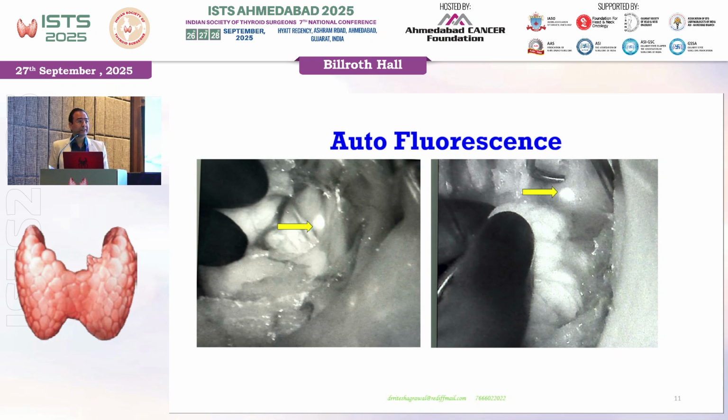Autofluorescence is a newer technique. Yesterday and today, there has been extensive discussion on autofluorescence. There are basically two companies producing the probes for cameras for autofluorescence. One is Ehrlich, which is commonly used, and another is J&J. There is a difference in the quality of the images we have found personally. The other one is producing a better quality of image. The yellow arrows show the bright autofluorescent spot of the parathyroids.